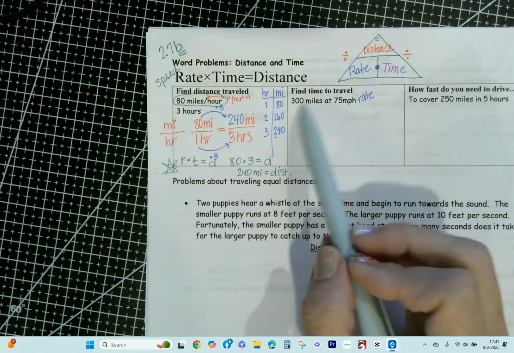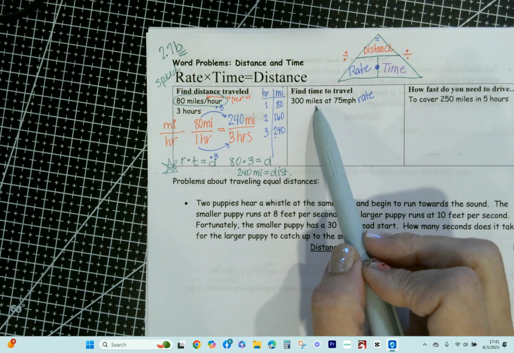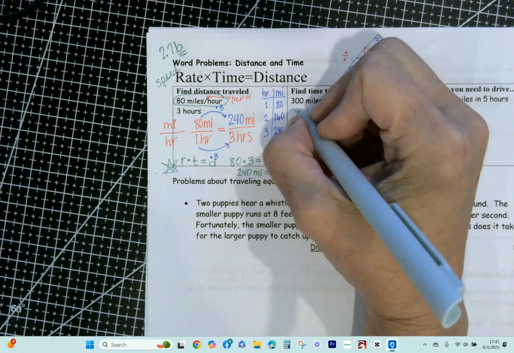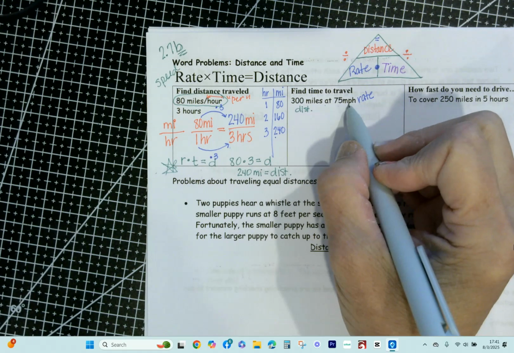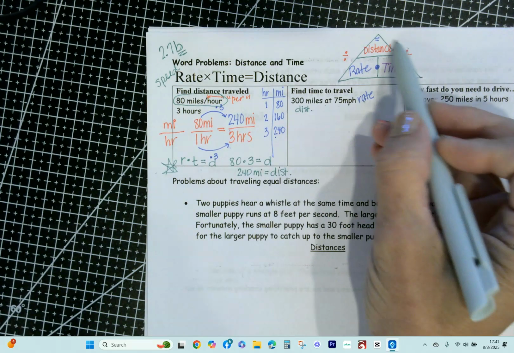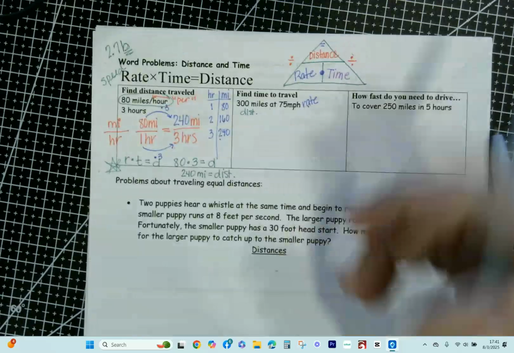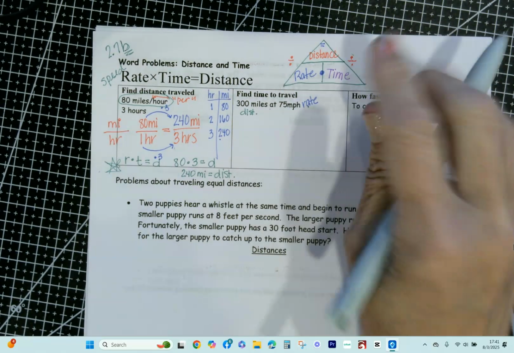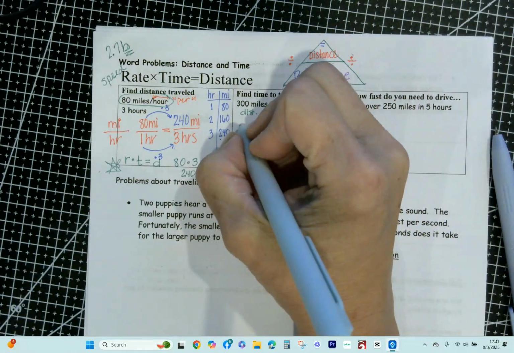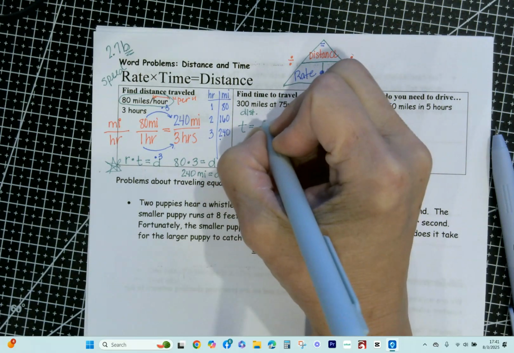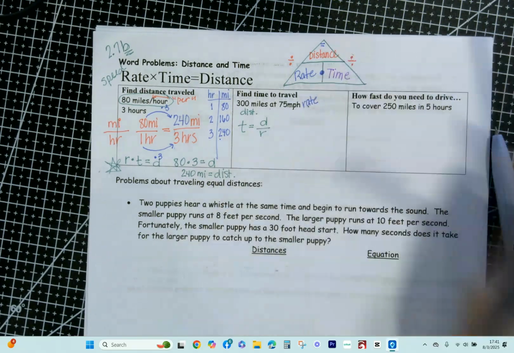Find time to travel. 300 miles, that's your distance. At 75 miles per hour, that is your rate. Okay, so now let's try out this little triangle. I have to find time. Well, if I cover it up, time is distance divided by rate. So time equals distance divided by rate.